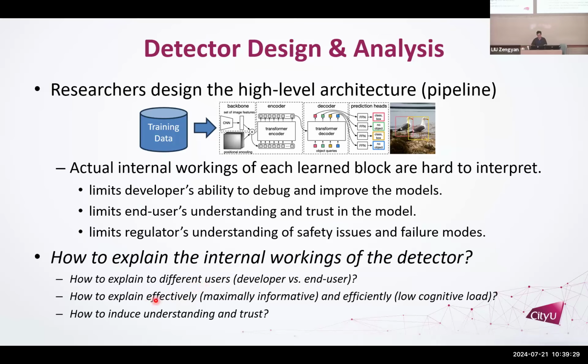We also need to explain effectively. That means we need the explanation to be maximally informative, but we also need it to be efficient, meaning that I can present it to you and you don't need to think very much. You don't have a high cognitive load in order to view that explanation and understand what's going on. So this is important, again, in your self-driving car, the vehicle gives you an explanation, right? And if you have to think too long, it might be too late, whether you trust it or not. Okay. And the final question is, how can we induce understanding and trust between human and model?